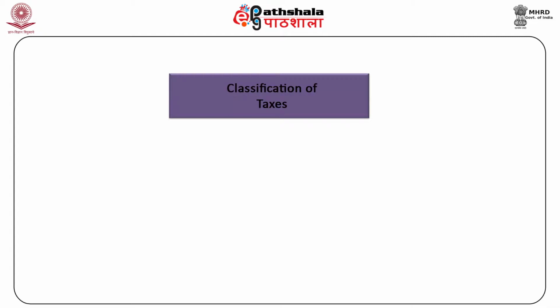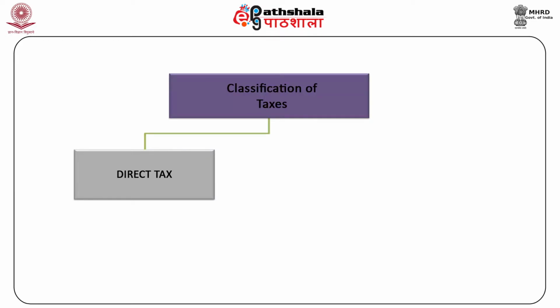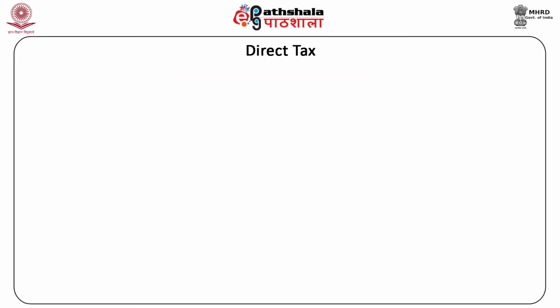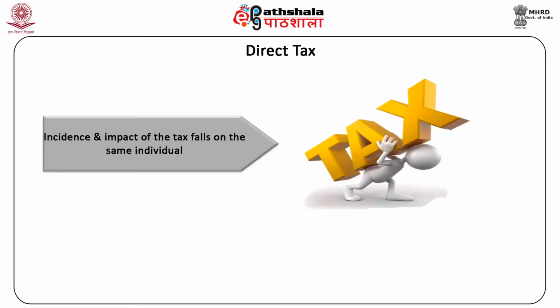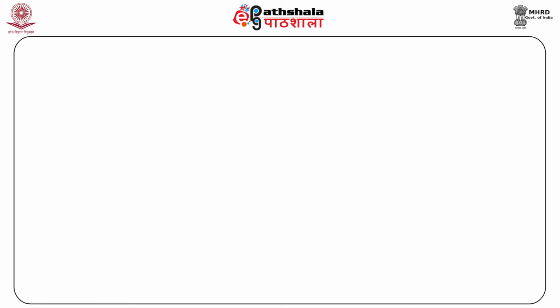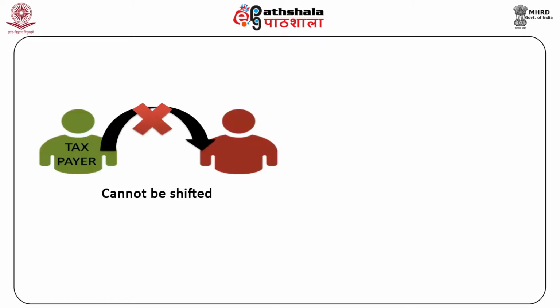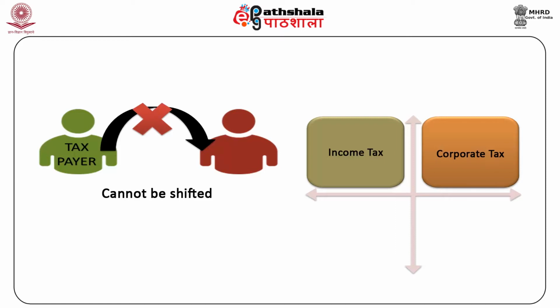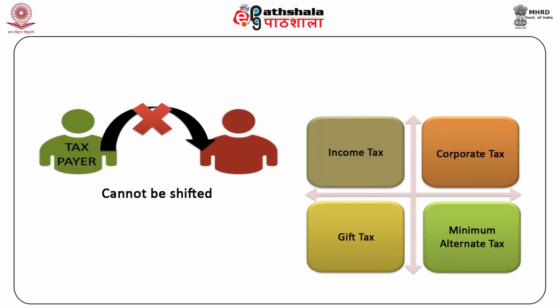Classification of taxes. In India, based on the administration of tax system and the system of collection, taxes are broadly classified into two types: direct tax and indirect tax. Direct tax is a tax where the incidence and impact burden of the tax falls on the same individual, so the tax is paid by the same individual on whom the tax is levied, as is the case of income tax. A direct tax is one that cannot be shifted by the taxpayer to someone else. Direct taxes comprise income tax, corporate tax, gift tax, and minimum alternate tax.